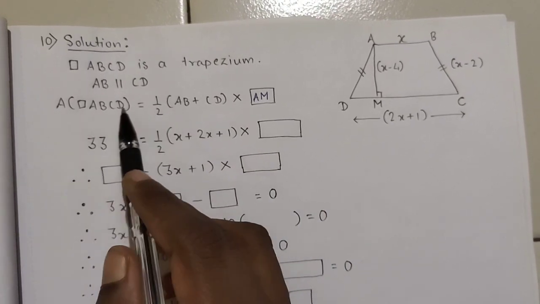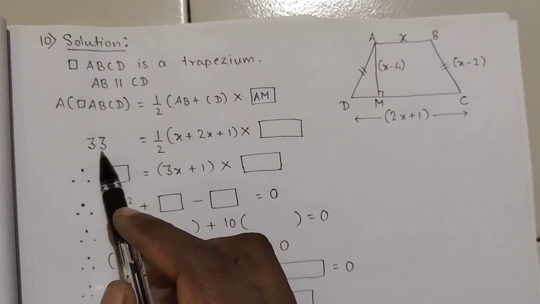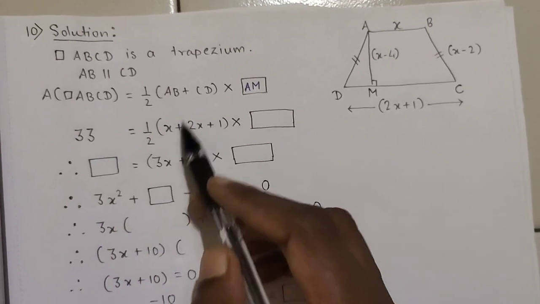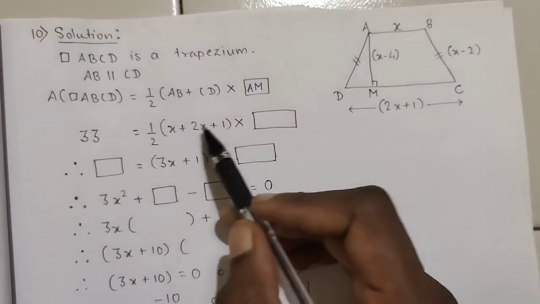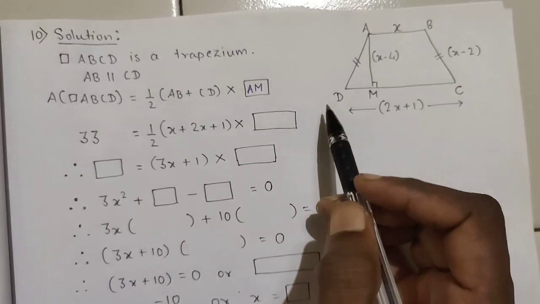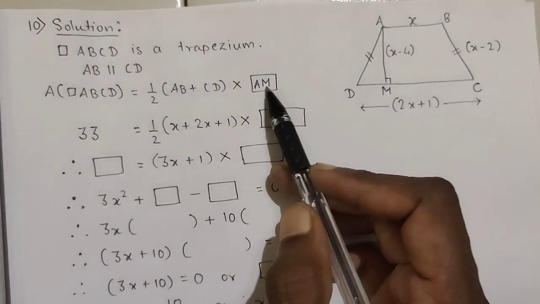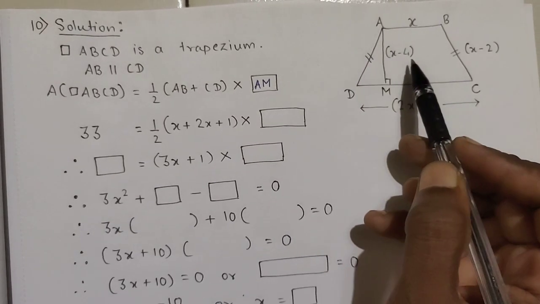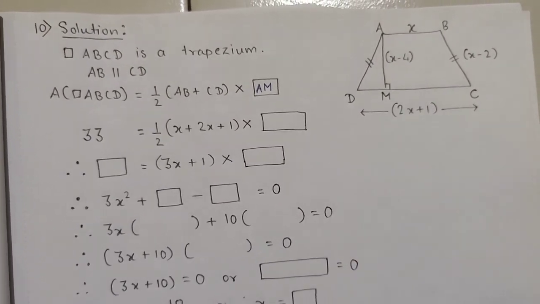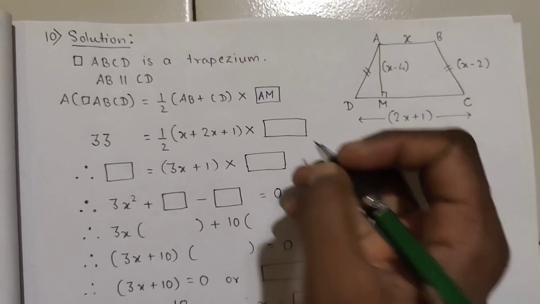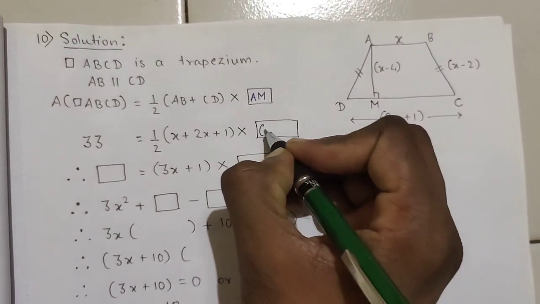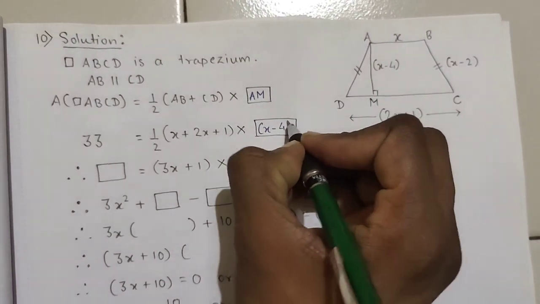Now in the next line, already the values are put here. Area of trapezium is given in the question, 33. Half into what is the value of AB, x is written here, plus CD value, that is 2x plus 1 is written here. Now what we need to do, we need to put the value of AM, and what is the value of AM? x minus 4. So here you are going to put the value of AM, x minus 4, in the bracket because multiplication is there.